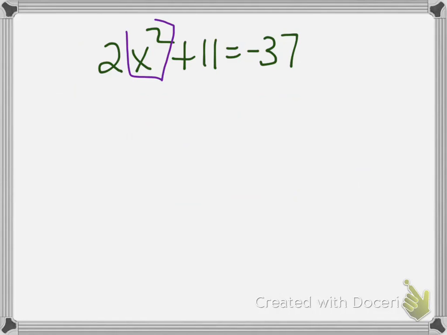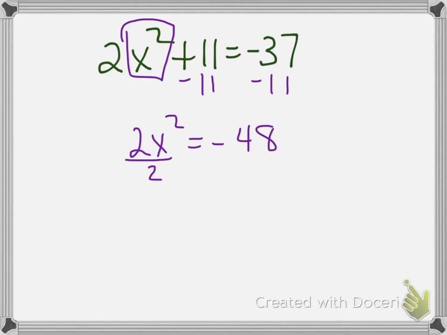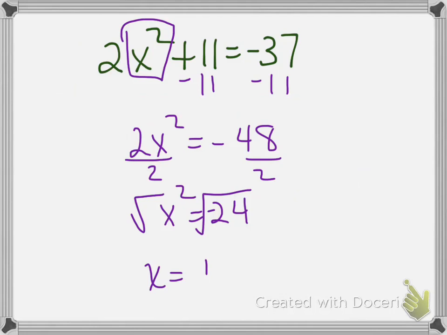So I want this part by itself. I'm going to start out by subtracting 11. So I have 2x squared equals negative 48. Now I'm going to divide by 2. So x squared equals negative 24. And then to get rid of a square, I'm going to square root both sides. So now I get x is plus or minus the square root of negative 24.